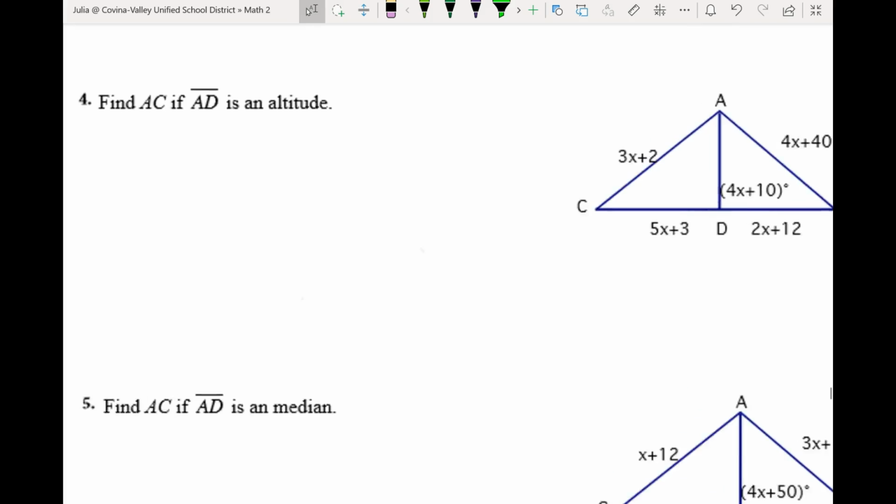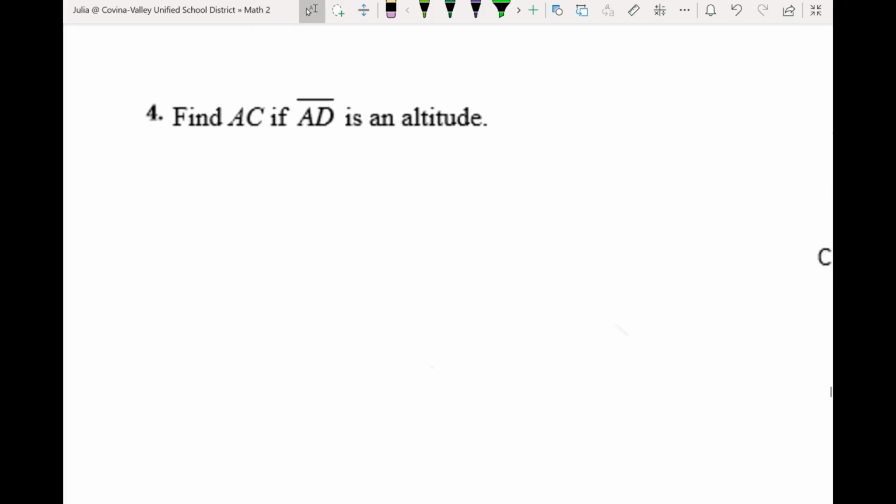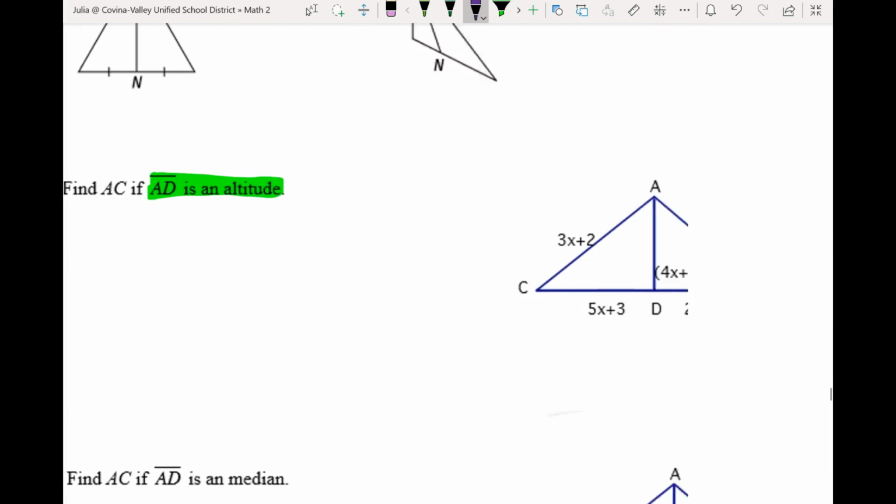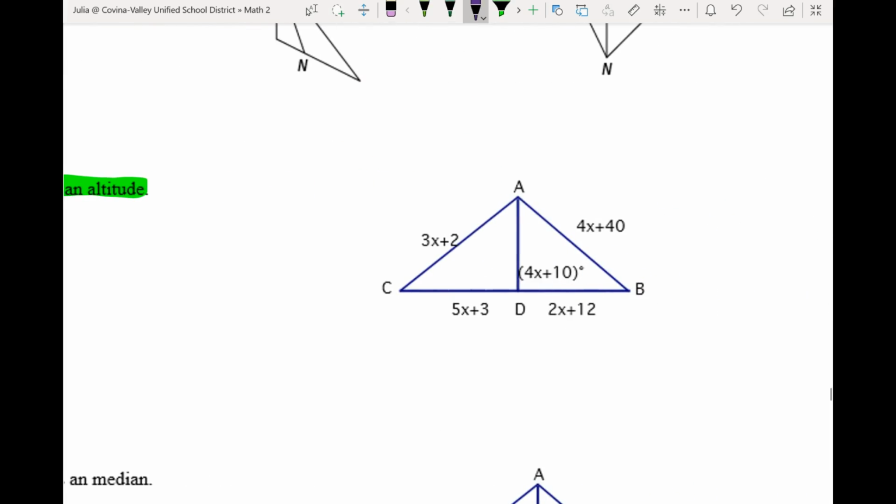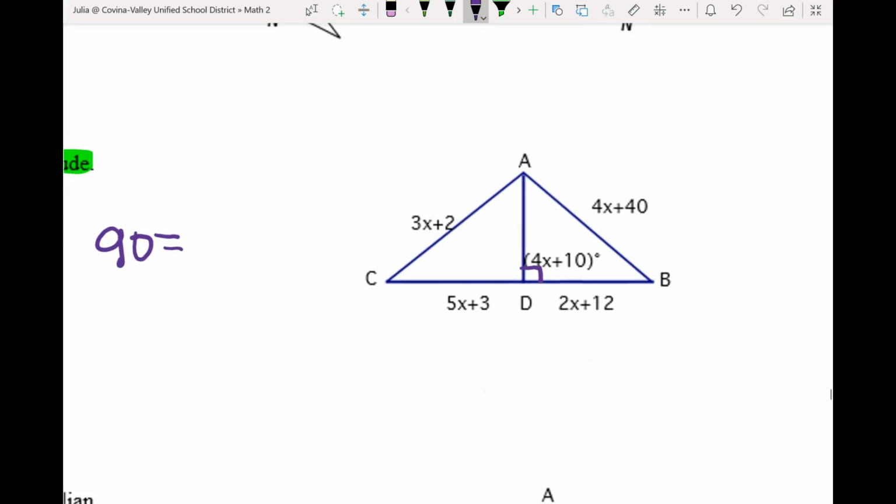All right, so number 4, look at this question. Tell me what you know. Yep, we know there's an altitude. What does that mean? 90 degrees. So let's go to AD and make a 90-degree mark. 90 degrees. That's key. None of these other numbers matter right now. All that matters is that right angle. So what can I say? 90 equals what? That's it.